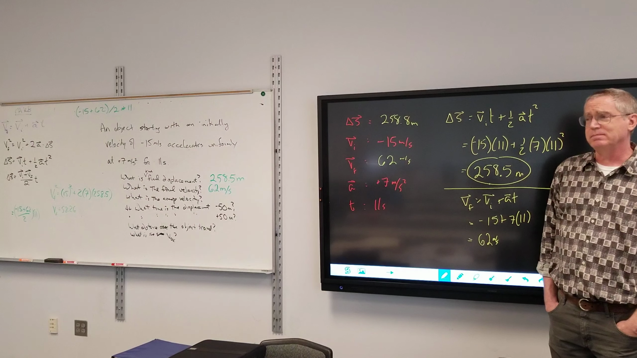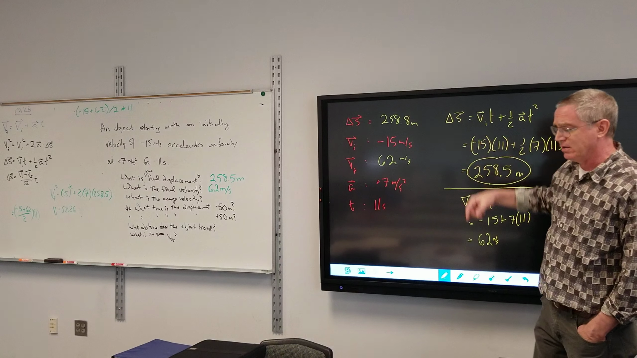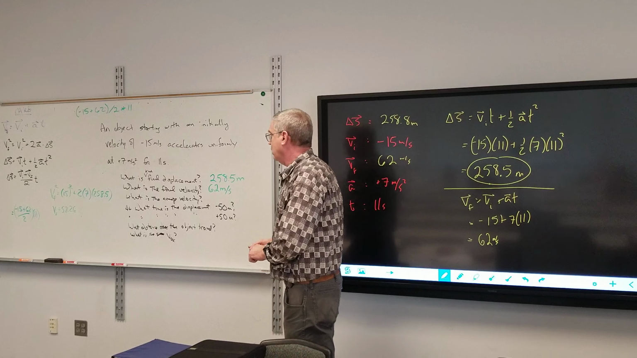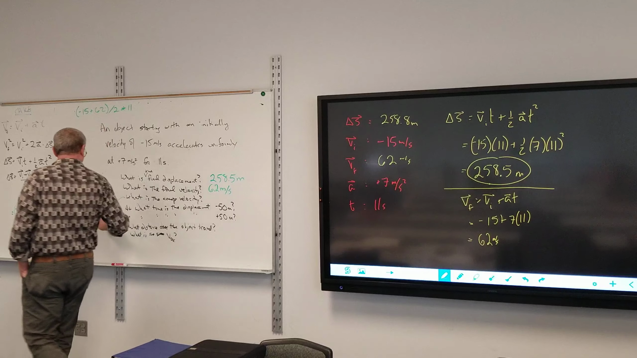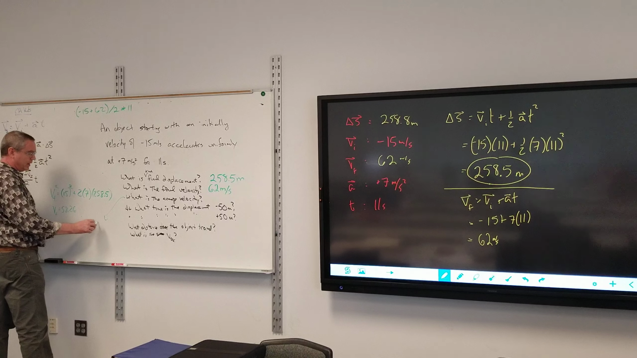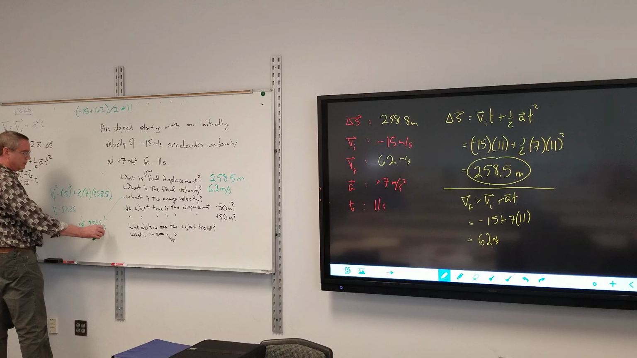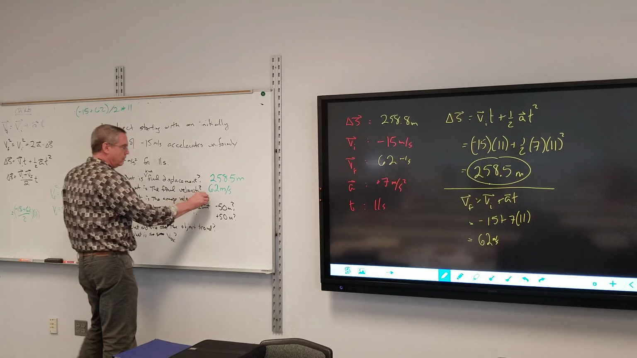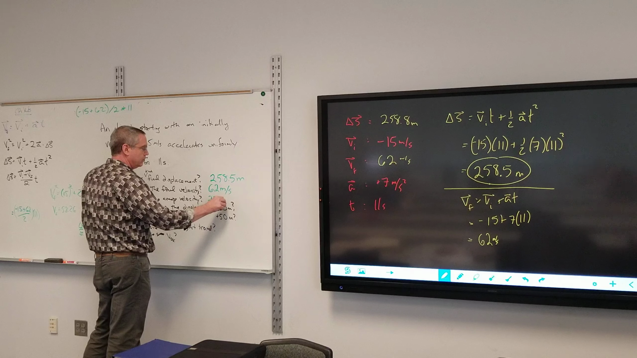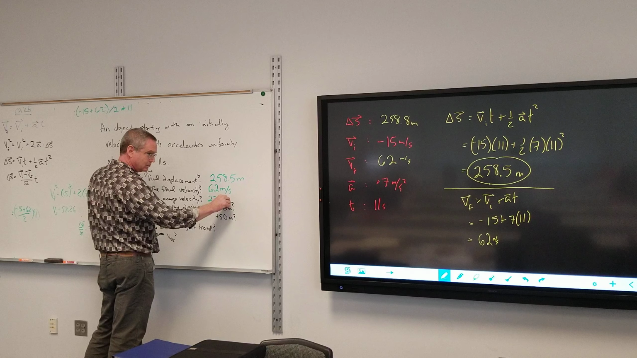Average velocity: would you do displacement over time? You could. So 258.5 divided by 11. If we know the displacement, 258.5 meters, then average velocity is delta x over delta t, over 11 seconds, and you would end up with 23.5 meters per second.